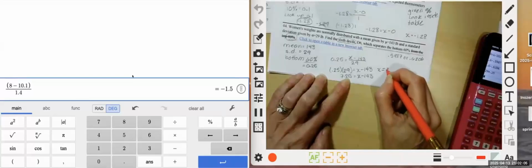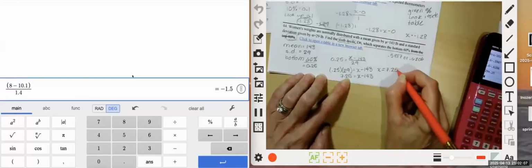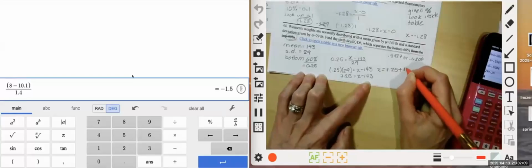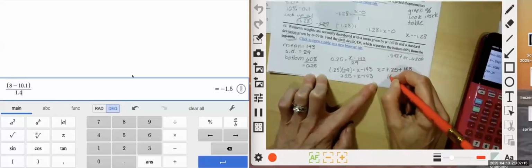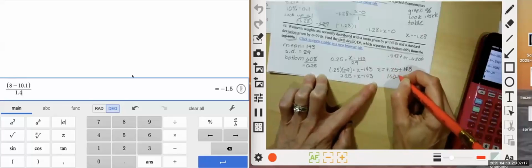So x equals, I'm going to move the 143 to the other side. So we're going to add it to the other side. So x equals 7.25 plus 143, which is 150.25.